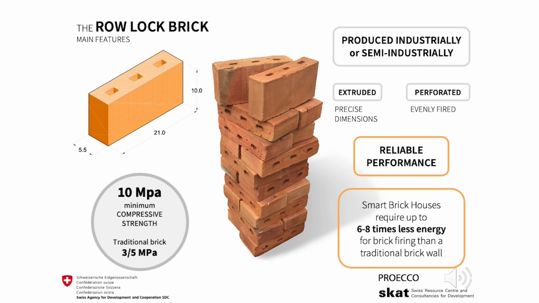This technology relies on this specific brick type, with key features like a consistent size of 21 × 10 × 5.5 cm and a consistent compressive strength of about 10 MPa, often more than double compared to the usual 3 to 5 MPa of a traditional brick. The reliable performance is guaranteed by a standardized industrial or semi-industrial production process. This ensures the structural stability of our load-bearing brick wall.